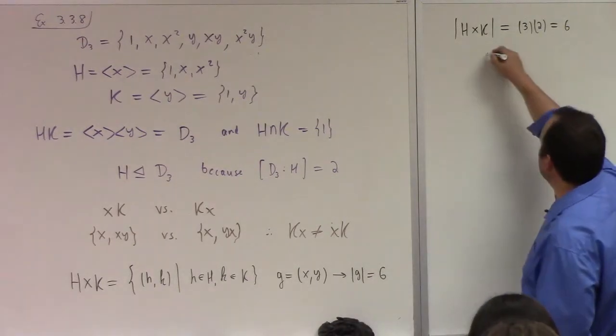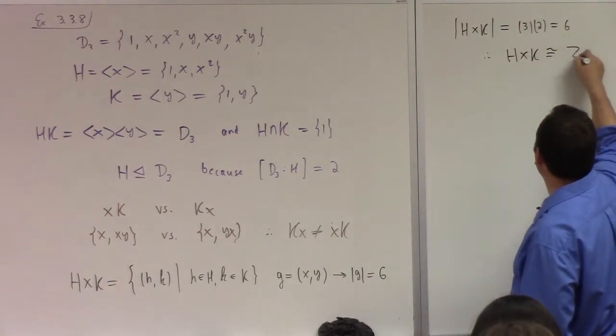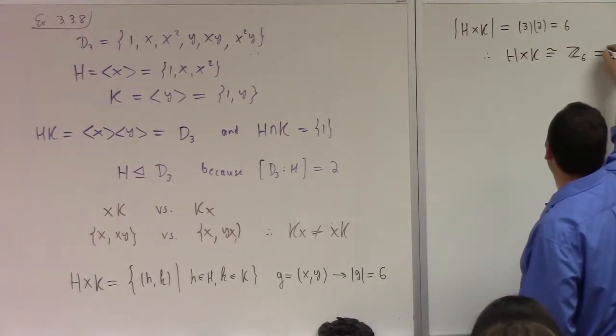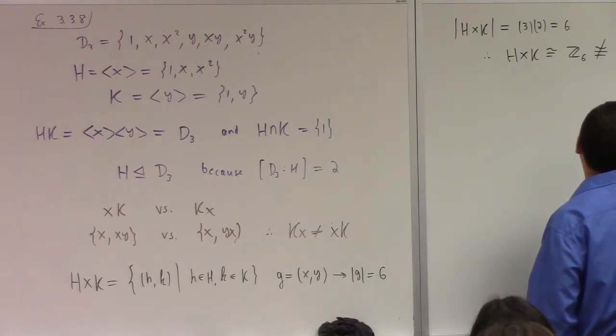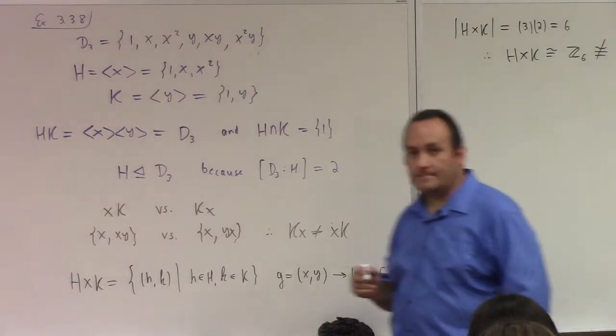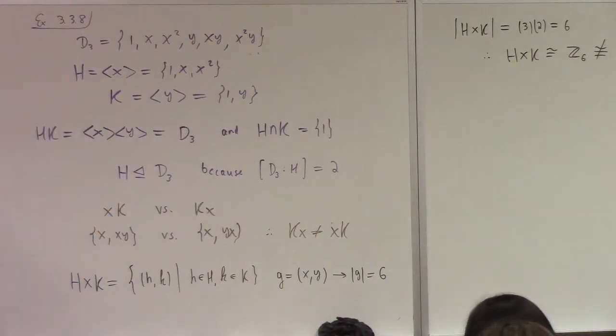So therefore, H cross K is isomorphic to Z6, which of course is not isomorphic to D3, which is, by the way, equal to the product of H and K. So you see, the lack of normality of K has ruined it. It has made this dream of the external direct product of the subgroups matching the given group an impossibility. They're just different.